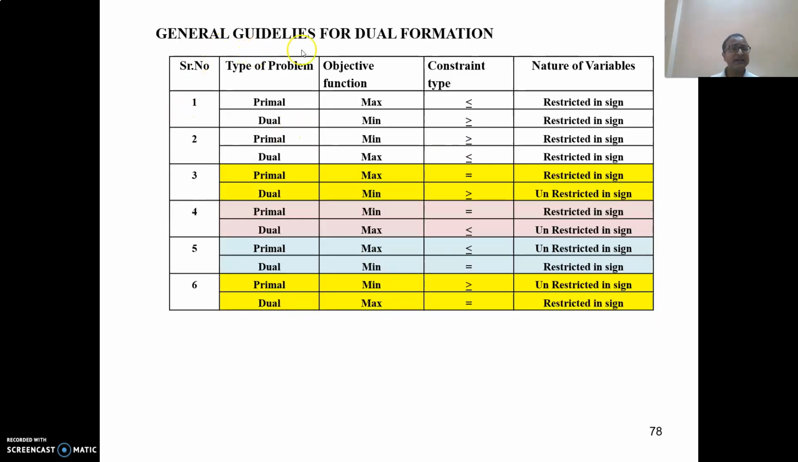Next, general guidelines for the dual formulation. There are different cases, that is 6 cases, covering the type of objective function, the constraints, and the nature of the variables, whether restricted or unrestricted. Case 1: primal is maximum with less than or equal to type constraints and restricted variables. Its dual objective function becomes minimization, the constraints become opposite, that is greater than type, and the variables are also restricted in sign.